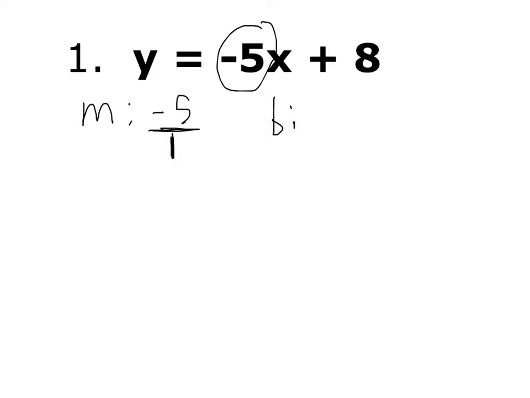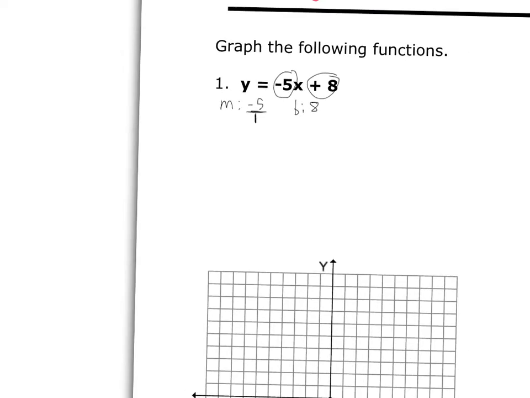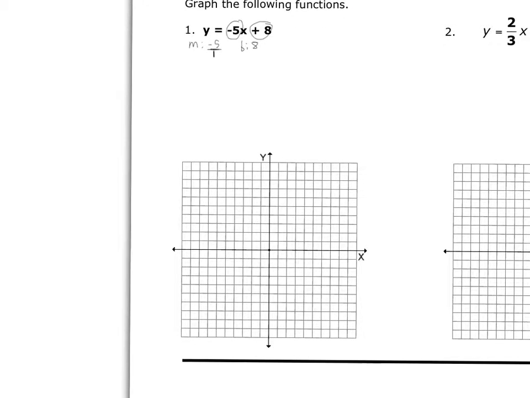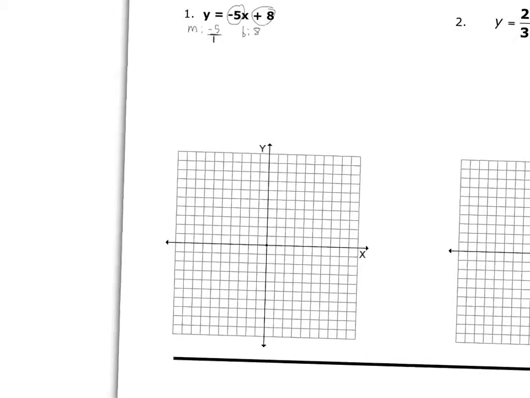Okay, and then you need to find your y-intercept, or your b. Your y-intercept is always the number after your slope and your variable. Okay, so in this case, we have a +8. So we'll just have our y-intercept of 8. Okay, so now that you have those two pieces of information, you can then go to the graph and graph it.